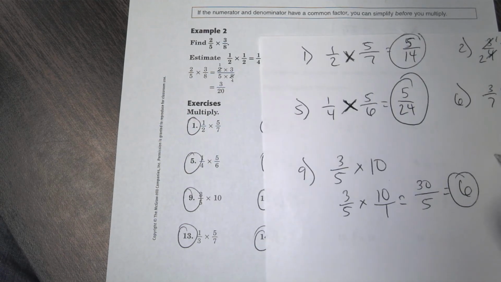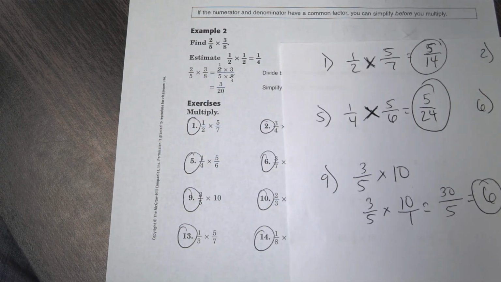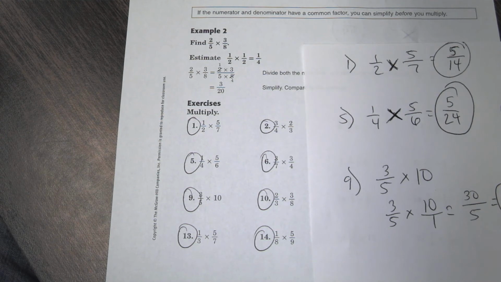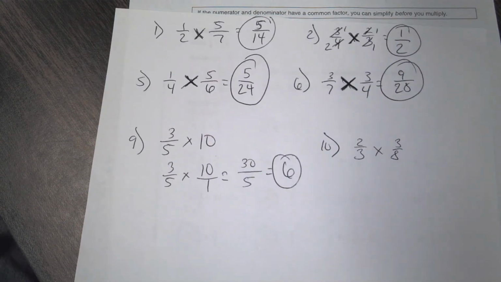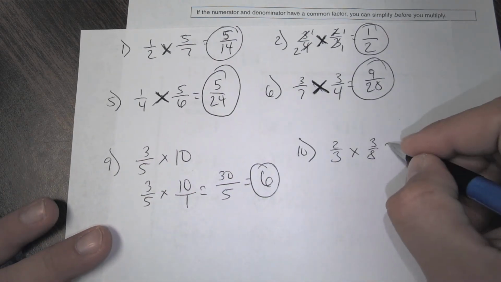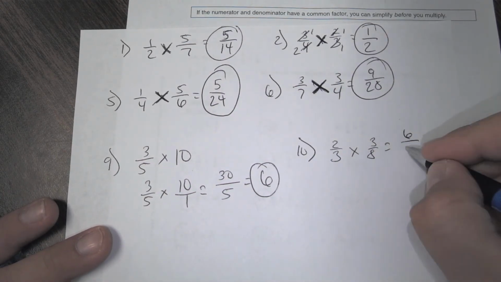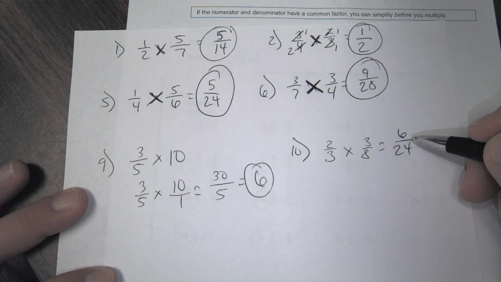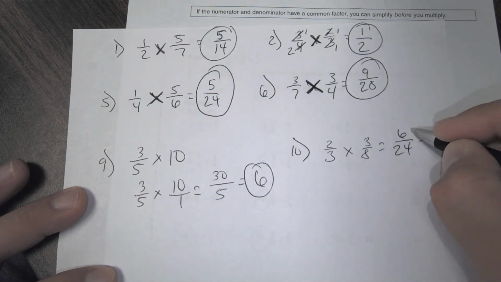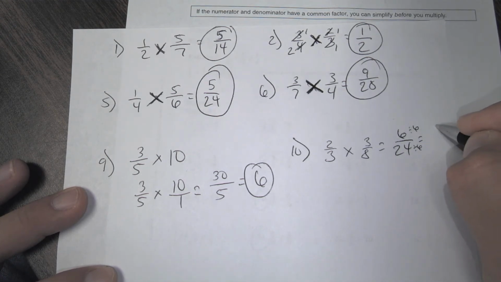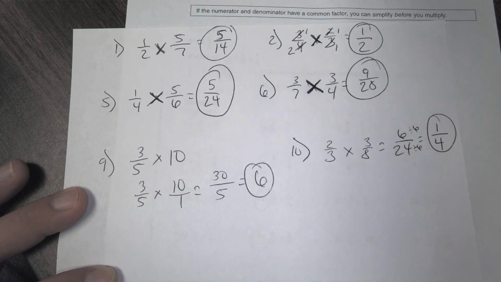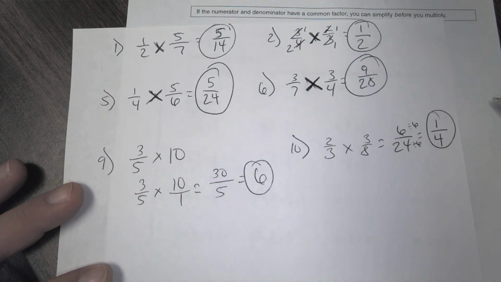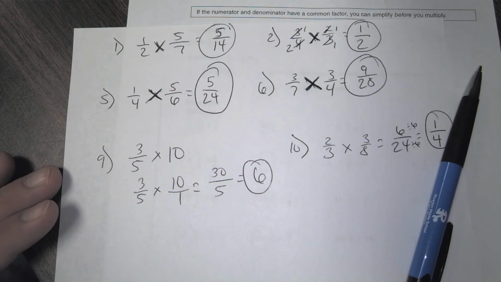Okay, number 10. 2/3 times 3/8. Okay, once again, I'm going to do this without simplifying before I multiply. I'm just going to multiply these out. So 2 times 3, 6. 3 times 8, 24. Now, I've got to remember to simplify this because I know that 6 goes into 24. So I'm going to divide a 6 out. So you get 1 over 4, 1/4. So that is one option for doing that.